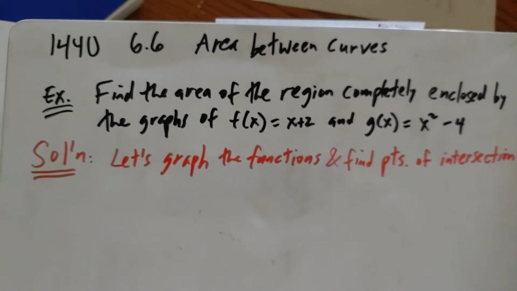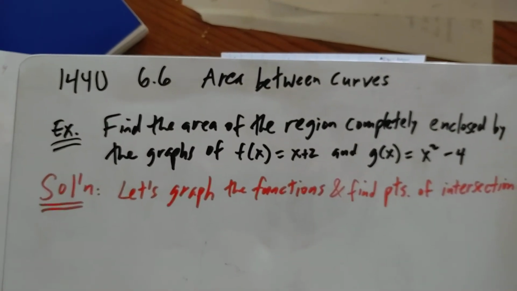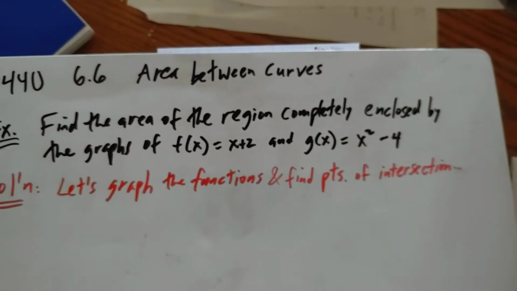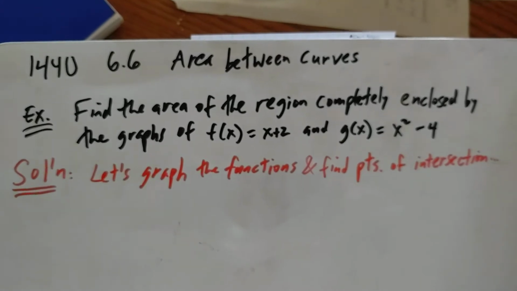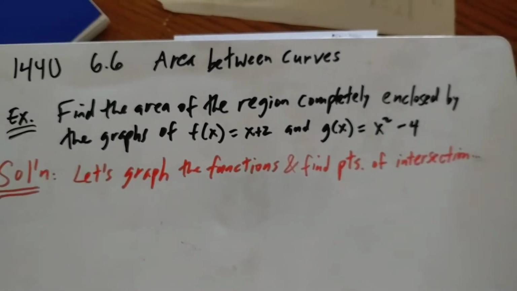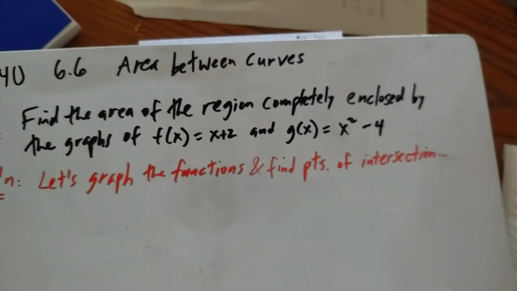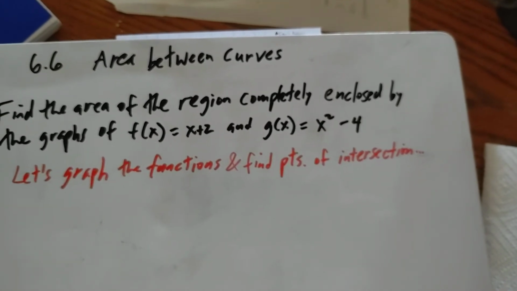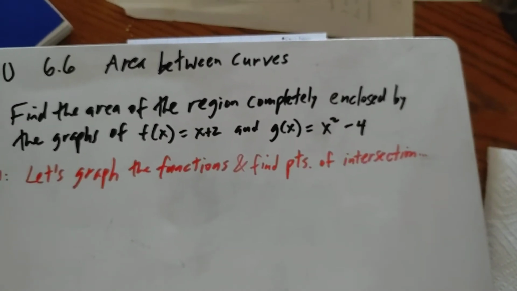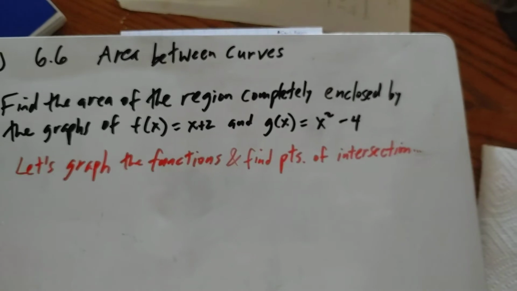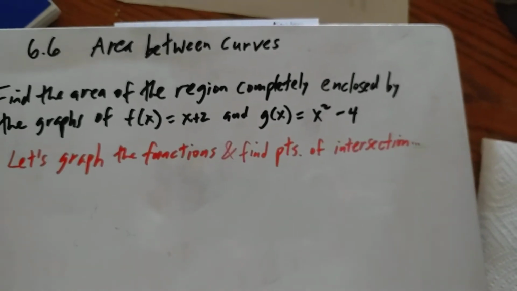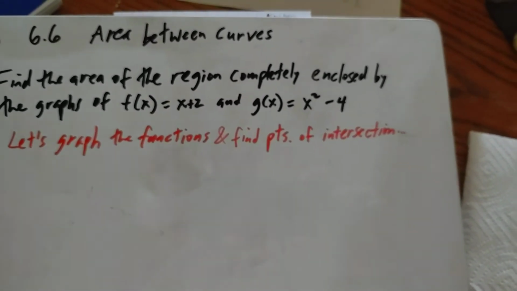So for the solution, this is an example, EX means example, and we're going to try this problem, and here comes the solution. Let's graph the functions, and then we want to find the points of intersection. That way we get the complete enclosure from x equals something to x equals something. Okay, so here we go.